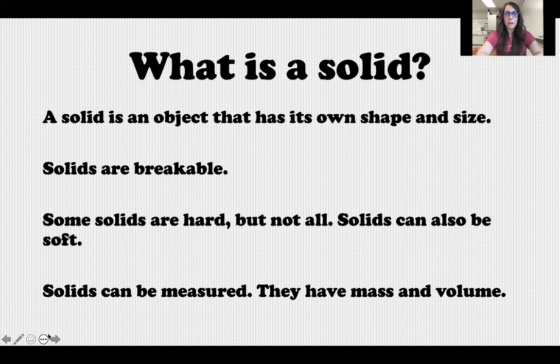So when I said that a solid is an object that has its own shape and size, what that means is that whether I'm holding it in my hand, or I put it on the table, or I put it on the floor, it's going to keep its shape and it's going to keep its size. It's not going to change based on where it is or if I put it into another container. And then when I said some solids are hard, a lot of kids think that if something is a solid, that means it's hard. However, a cotton ball is a solid, and cotton balls are not hard, right? Your pillow is a solid. Your pillow's not hard. So they're not hard, but I think when kids say that, they mean that they have their own shape. All right.